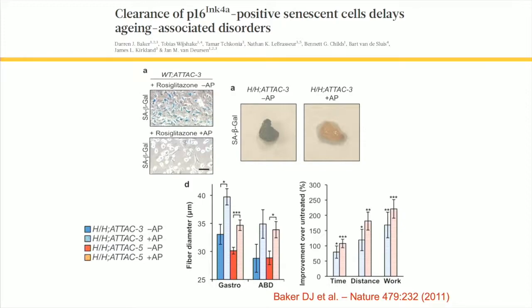If you look at the gastrocnemius or abdominal muscles in two different lines of mice, what you see in each pair of bars there is that the fiber diameter of muscle is increased when you treat with drugs, eliminating that small percentage of senescent cells. And on the right, if you translate that into what happens to the ability of those mice to run over time, distance, and overall work, their functional capacity is increased as well. So eliminating the single-digit frequency of senescent cells has increased the capacity of these mice to function.